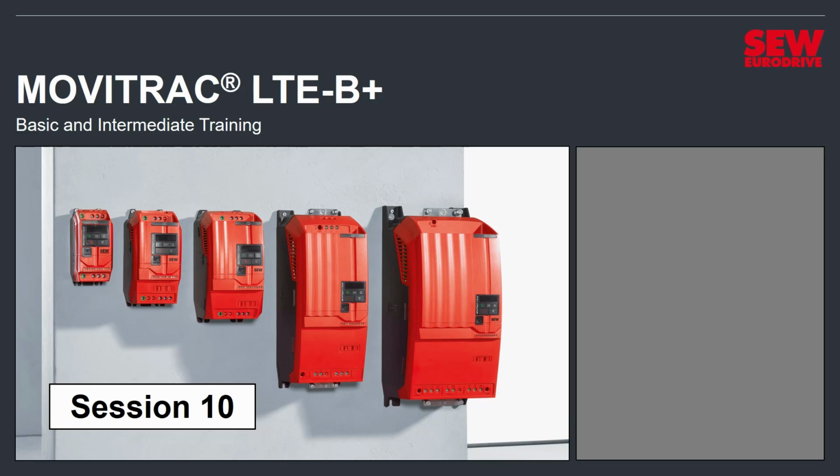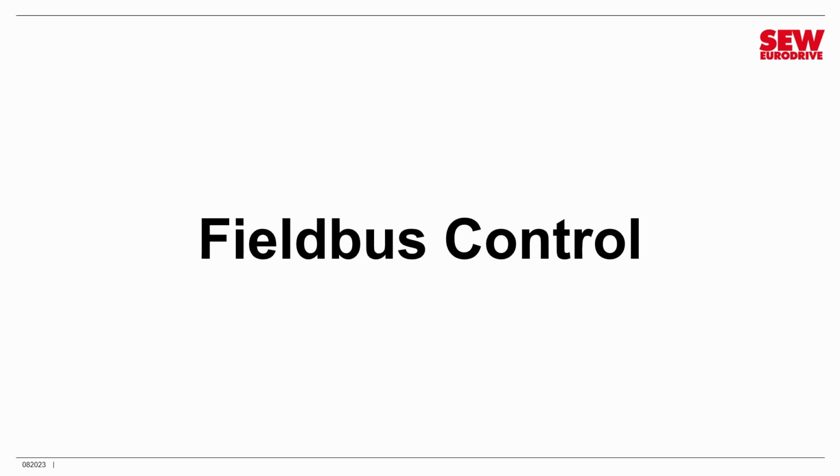In our last session, we learned about field buses and the MOVITRAC LTE-B Plus. We learned how to connect them. We learned about external gateways and some of the basic details of the hardware. In this session, we're going to shift gears and take a look at the software side of things, how you communicate with a MOVITRAC LTE-B Plus and make it do things over the field bus. So we're going to talk about field bus control.